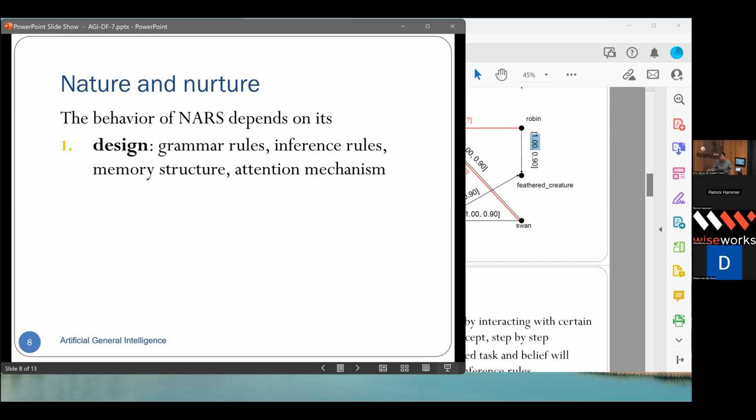The first, of course, is the design of the system. This is what we have been talking about so far in all the lectures, right? You have grammar rules, inference rules, memory structure, attention mechanism, and so on, how NARS runs. And that will decide its behavior to a large degree.